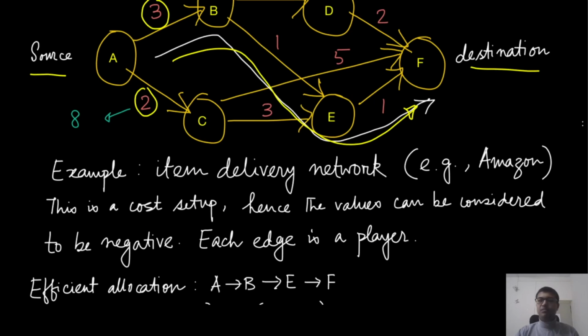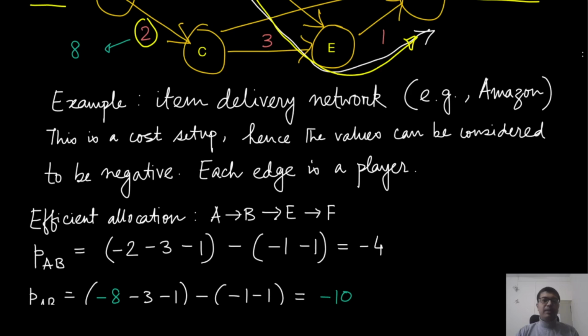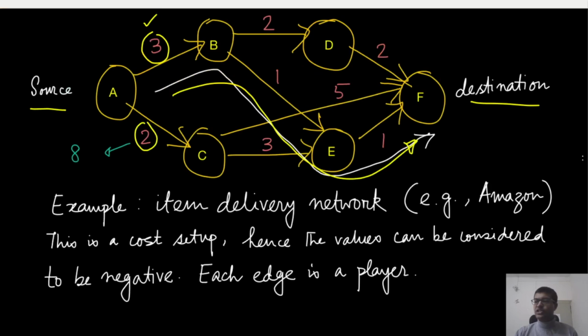Examples of this kind can actually happen in practice, let's say an item delivery network for certain shipping companies. Since this is a cost setup, as we said, we are going to consider the negative of it and try to maximize that. So what will happen for the payment P of A comma AB? So this is the edge here. So this player is AB.